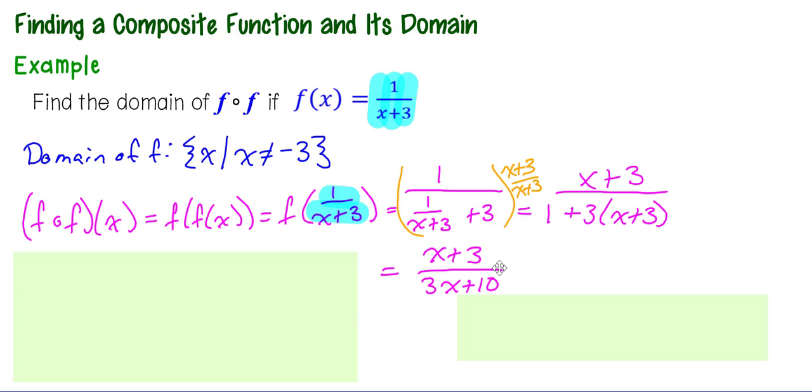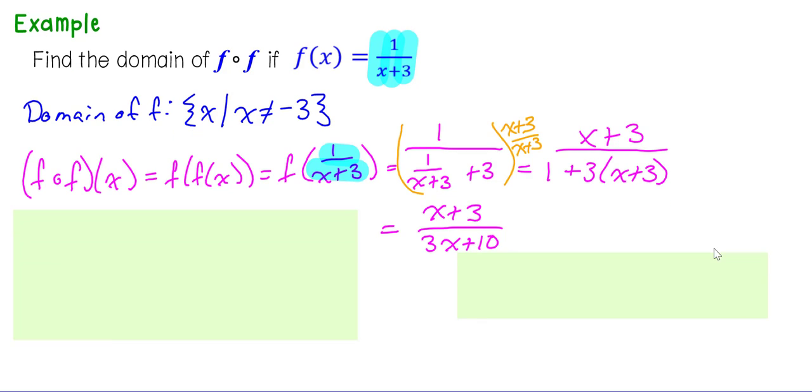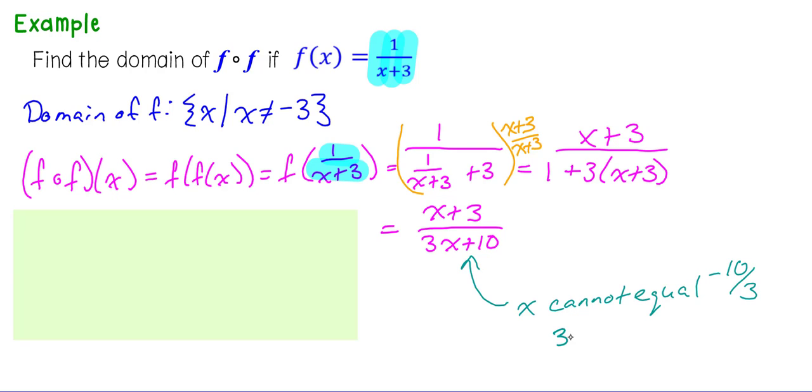Keep simplifying by distributing and then combining, and our final composite function is x plus 3 over 3x plus 10. So on the bottom we take and we see that x cannot equal negative 10/3. Remember, this is because 3x plus 10 cannot equal 0. So therefore x cannot equal negative 10/3.